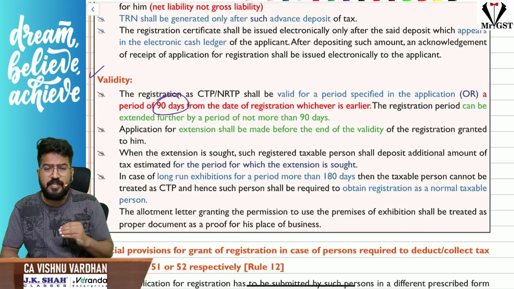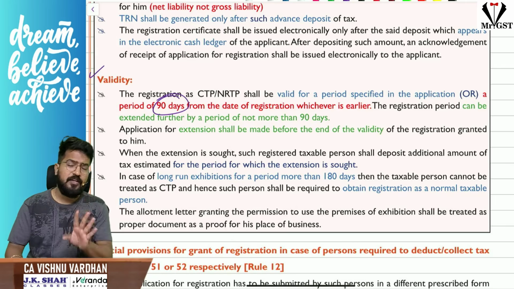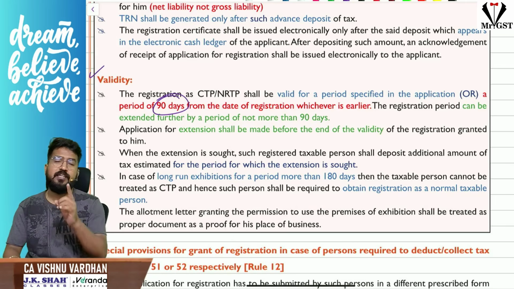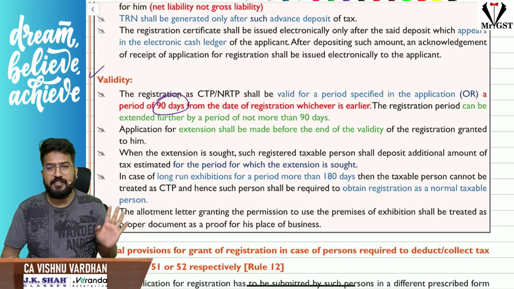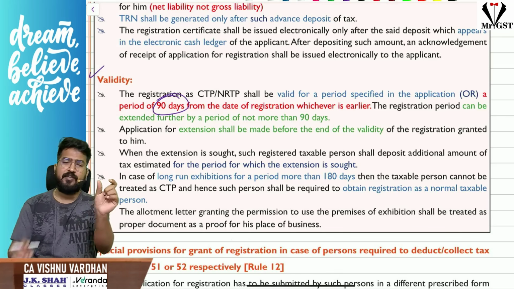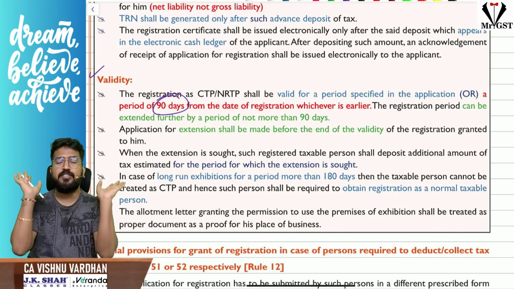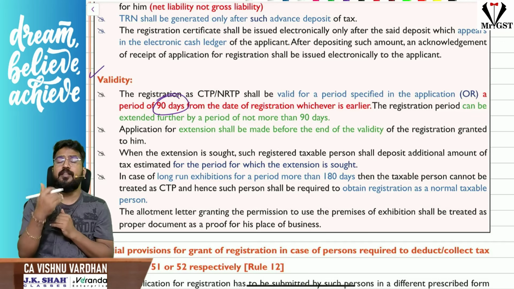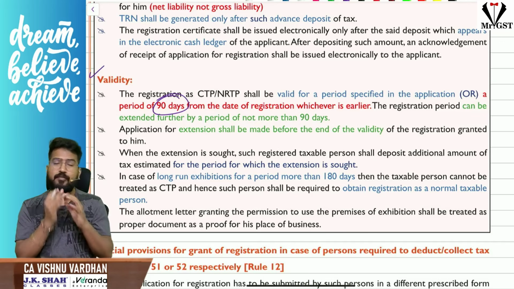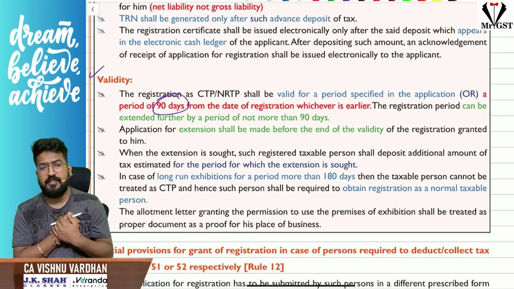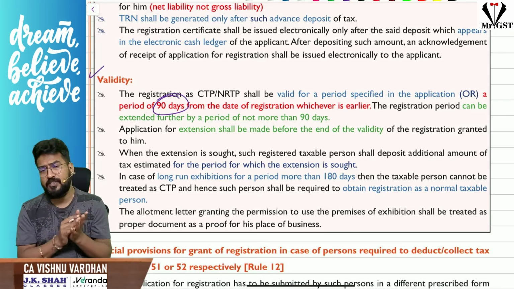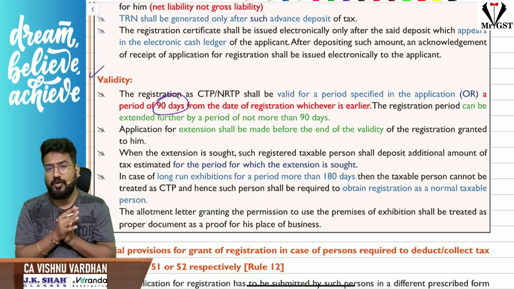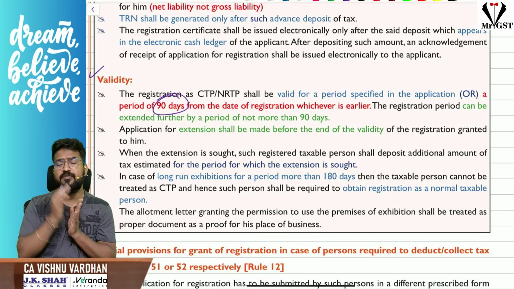So they can ask for 10 days, they will get 10 days. They can ask for 40 days, they will get 40 days. They can ask for 120 days, but they will get only 90 days. Please understand: the days they have asked for or 90 days, whichever is less, that much only will be the validity. They also have the option to extend the validity before the expiry of the registration, and the extension can also be asked for a maximum of 90 days.